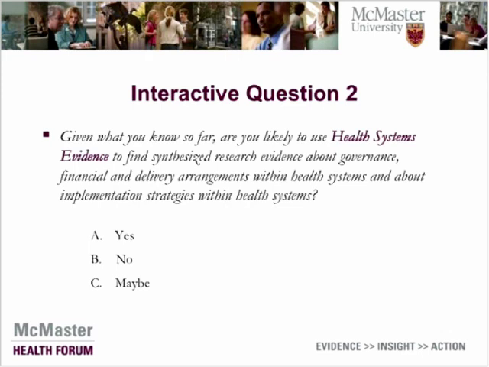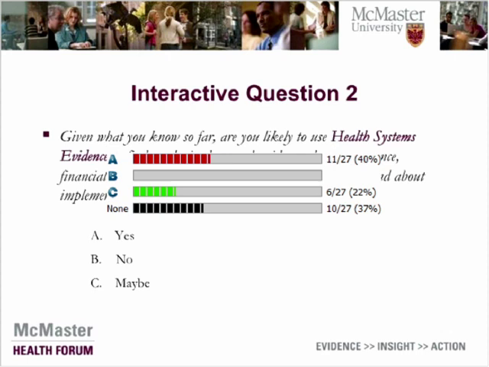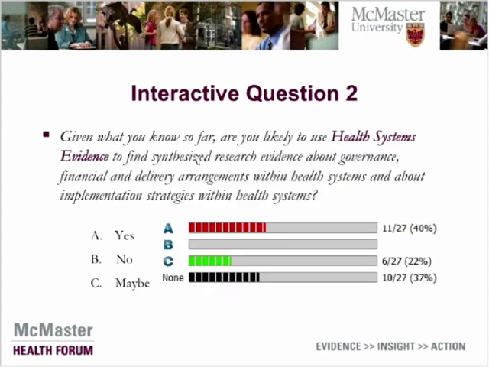Okay, thanks, Lori. And so the question posed to you is, given what you know so far, are you likely to use Health Systems Evidence to find synthesized research evidence about governance, financial and delivery arrangements within health systems, and about implementation strategies within health systems? So yes, go ahead, cast your vote now. Yes is A, no is B, and C is maybe. I'll just give you another minute to think about the question and cast your vote. Once again, your options are shown below the participant window, and once you make your selection, it comes through to us. Great, I will publish the aggregate results to the whiteboard and hand it back to Lori.